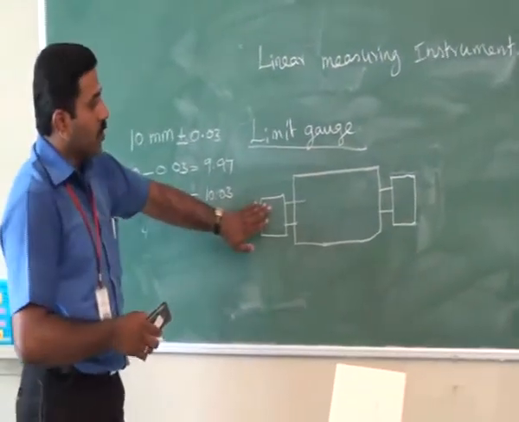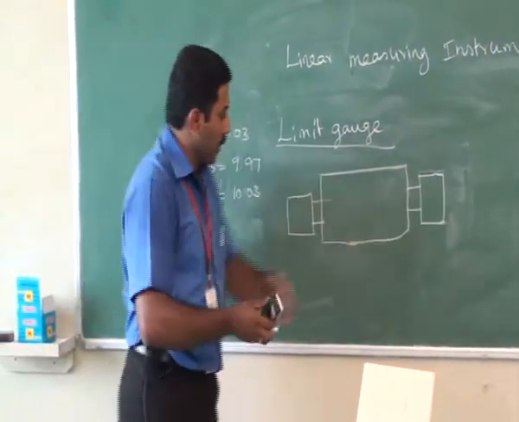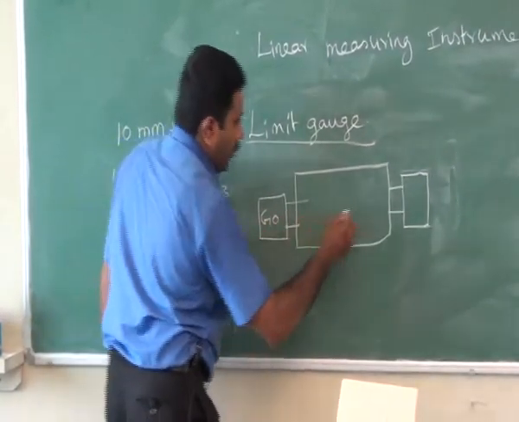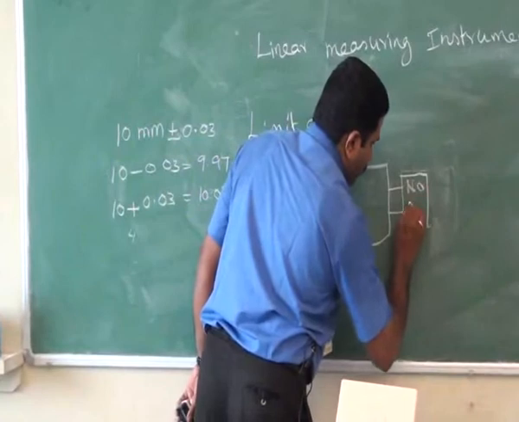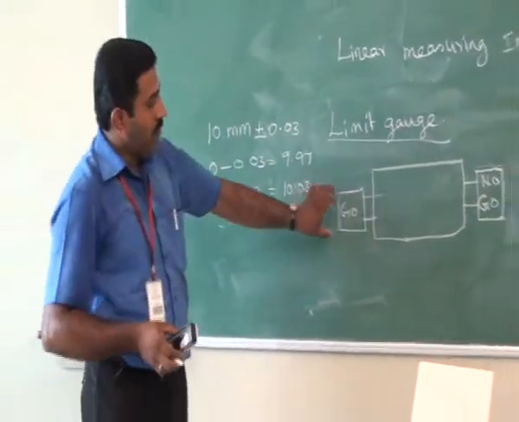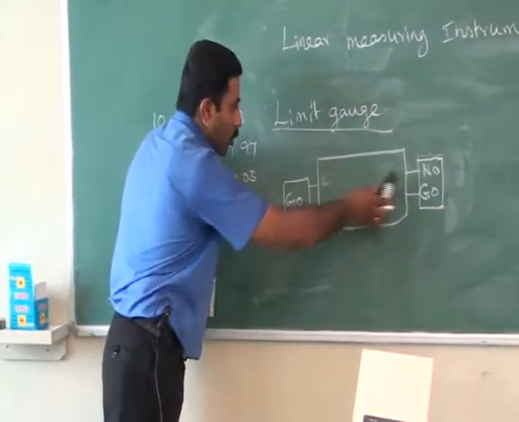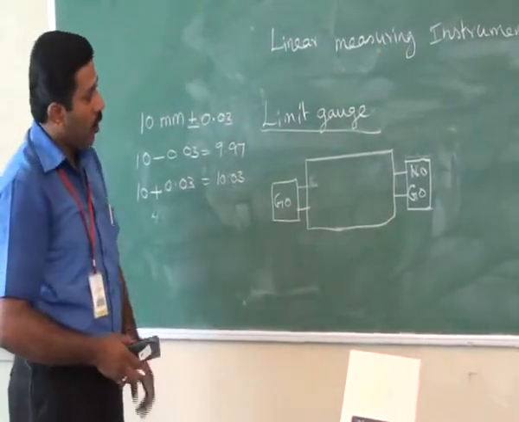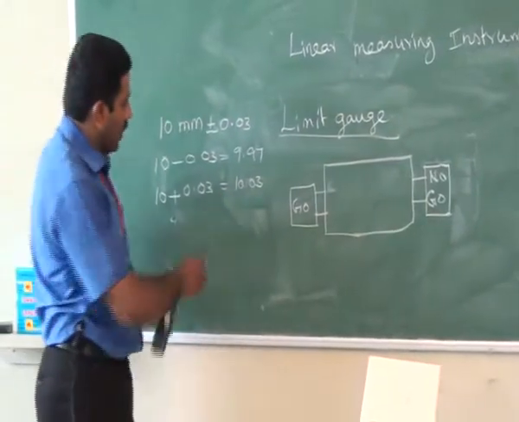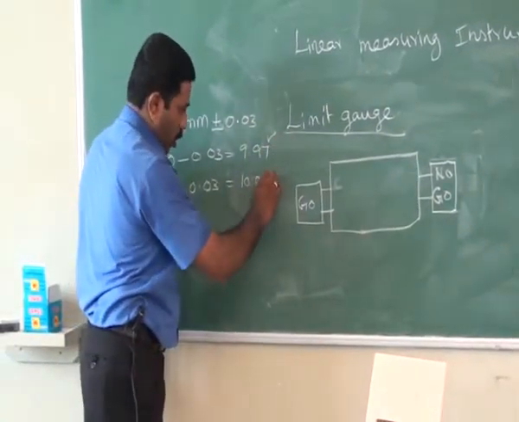One is the go side, another one is the no go side. Suppose this one is go and this one is no go. The go side will enter the hole, and the no go side will not enter the hole. This go side and no go side are designed based on the upper limit and the lower limit.